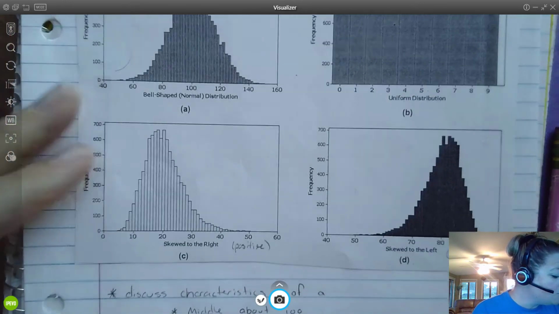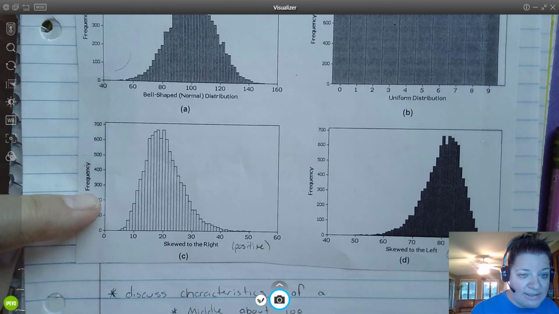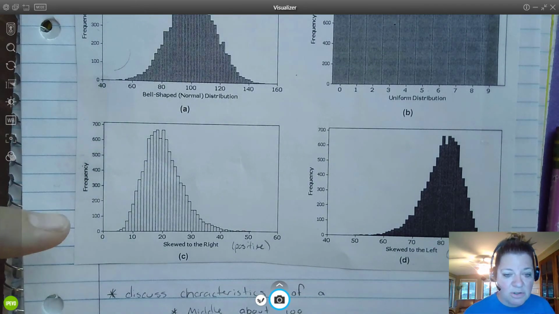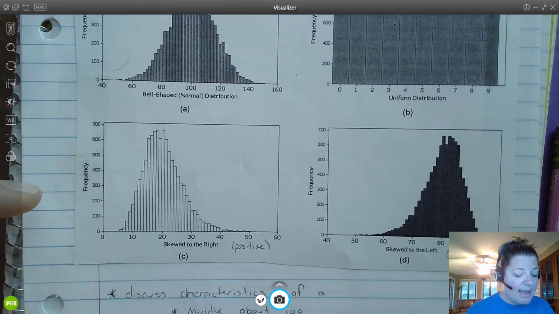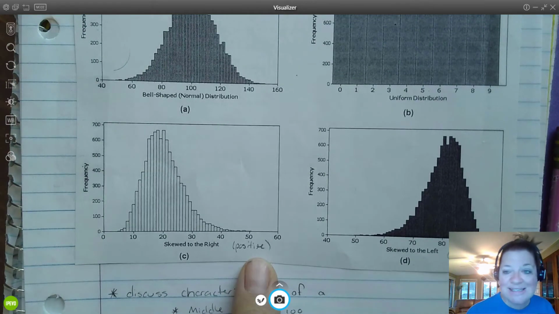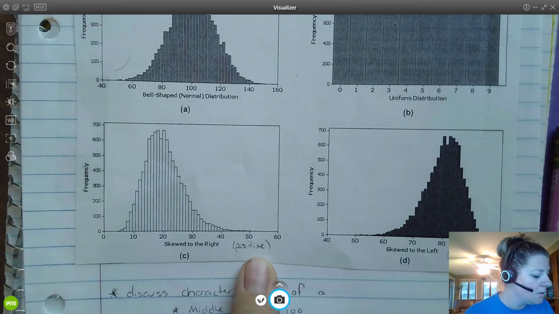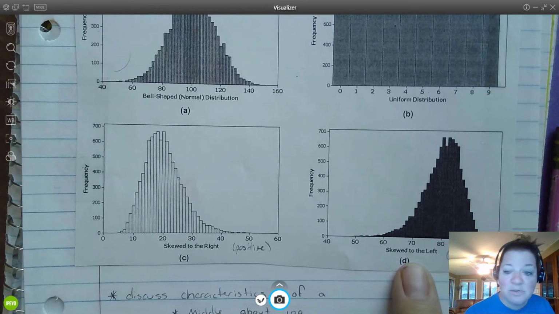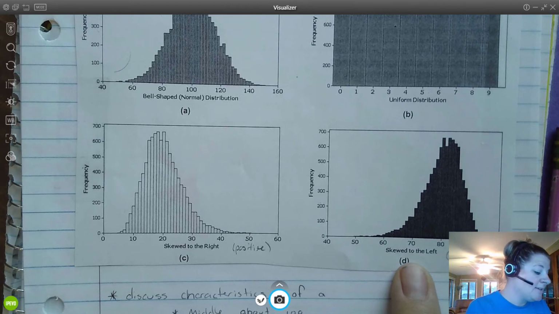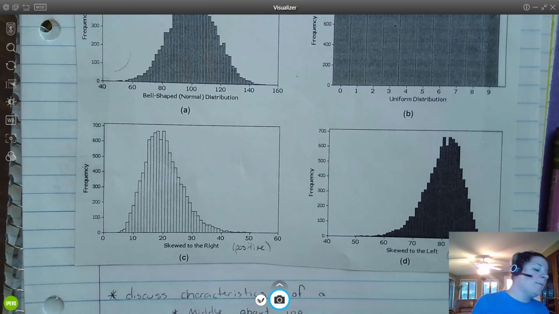Okay, so this one is skewed to the right. That means the tail goes to the right. Okay, and they sometimes call that a positively skewed. So if my tail goes to the left, it's a negatively skewed, and so remember, we talk about skewed probably throughout the whole class.